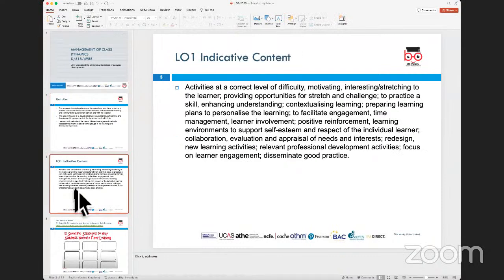In the first learning outcome, the indicative content we're going to cover looks at activities done at different levels of difficulty to motivate students, and how to make them interesting. It also covers how we stretch the learner by asking them to do research and be creative. We'll also look at how we create activities in the classroom that stretch the students' abilities and pose a challenge to them, so they are able to think and effectively learn in a classroom-based environment.